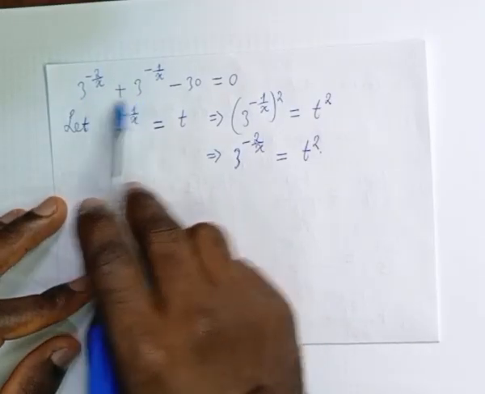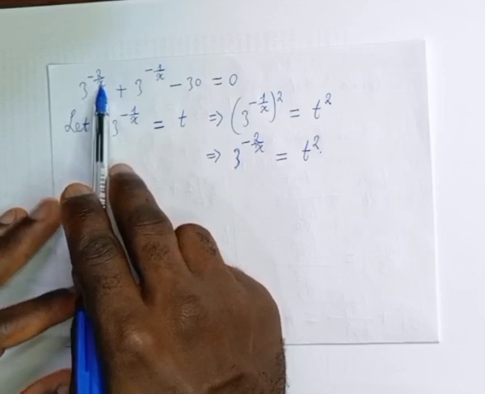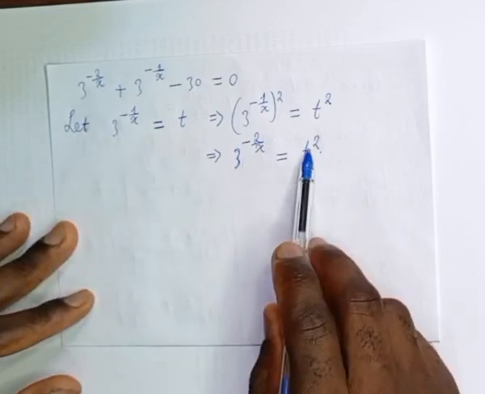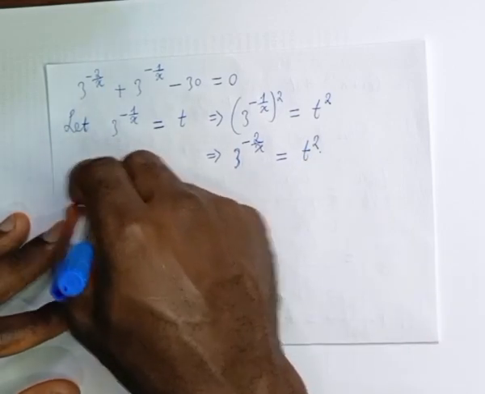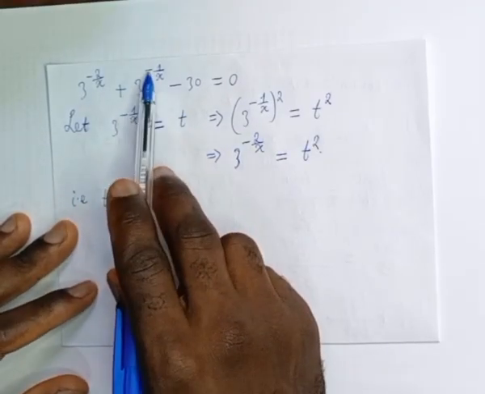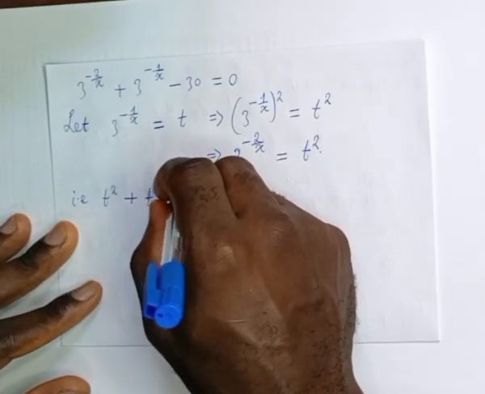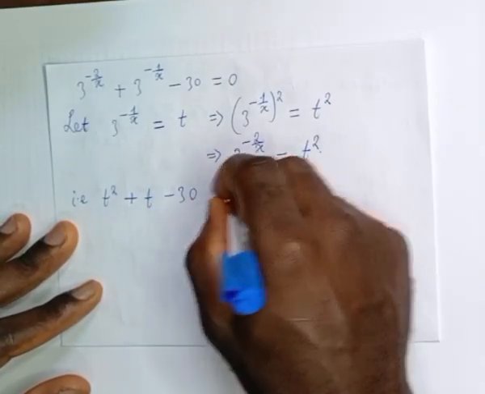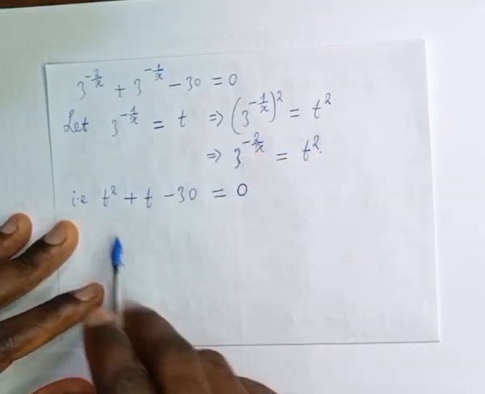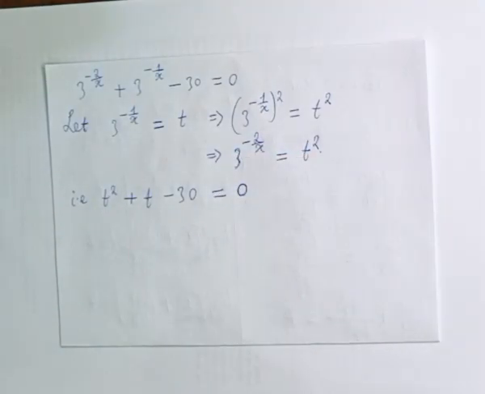In this equation, we are going to replace 3 raised to the power negative 2 over x with t squared, plus we replace 3 raised to the power negative 1 over x with t, minus 30 is equal to 0. You will see that this is a quadratic equation in terms of t. We are to solve this quadratic equation for t.